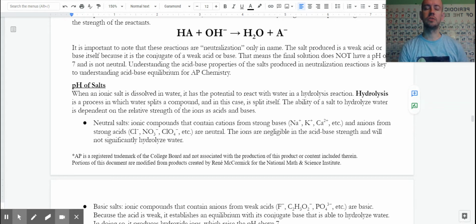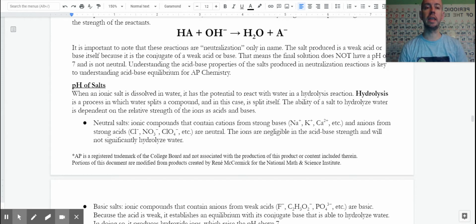When it's a strong with a strong, our solution is neutral. We make water, and most of the other ions are spectators. When it's a weak with a strong, or even weak with weak, we have some ions at the end, like this A minus, that is itself a weak base, or the conjugate of a weak acid, meaning that it can impact the pH of that solution that we have made.